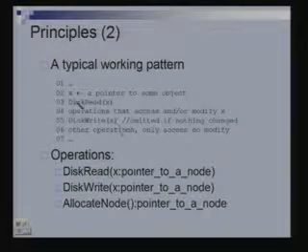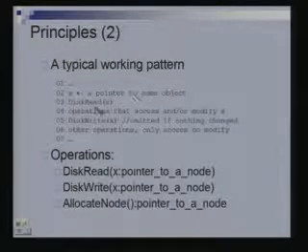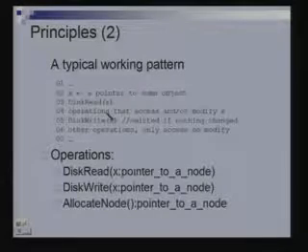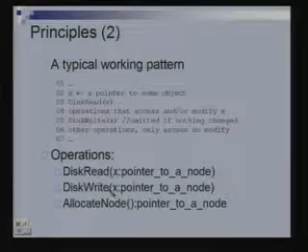So, a typical pattern would look like this. X is a pointer to some object. You would read this object from the disk, you will do some operations on this object, and then you will eventually write it back. And you might omit this step if you did not modify the object at all. So, we are going to work with two operations today, disk read and disk write, reading a block from disk and writing a block back to disk.